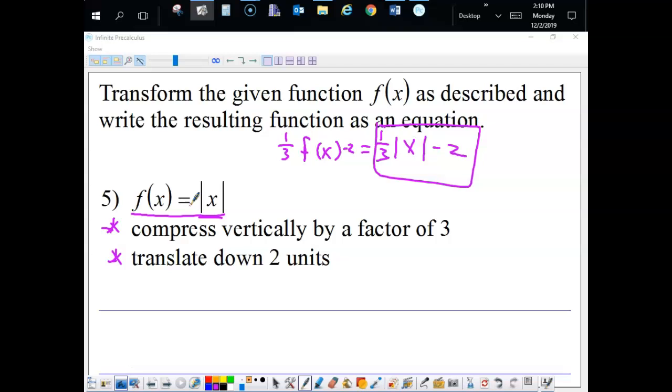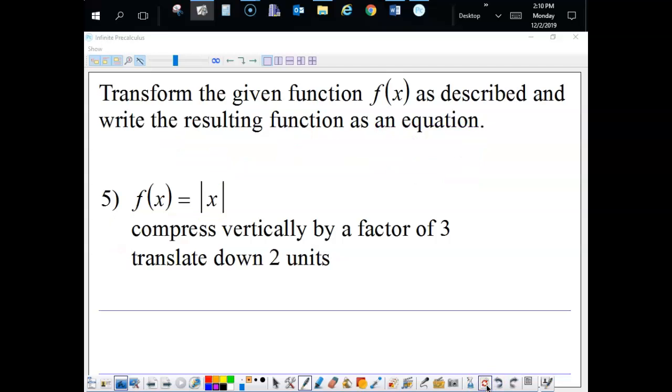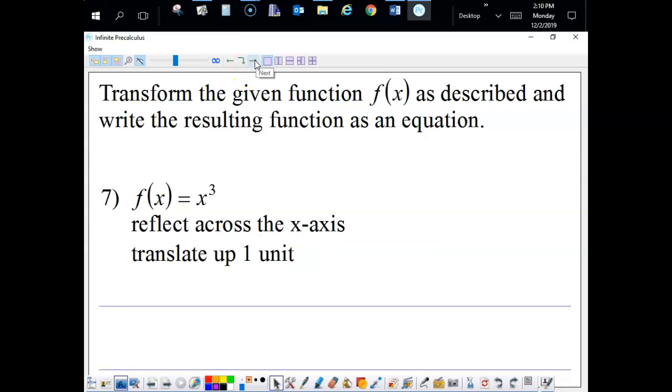But let's think about what happens to this thing as a graph. First of all, the shape of this thing is a V, right? So first of all, I took my V shape and I compressed it. So it got shorter, basically. And then I translated it down a few spaces. So it got shortened and shifted down. That's what those numbers do to the graph. All right. Once again, I'm going to do the odd one. So I'm going to skip 6 and move on to 7. So find number 7.